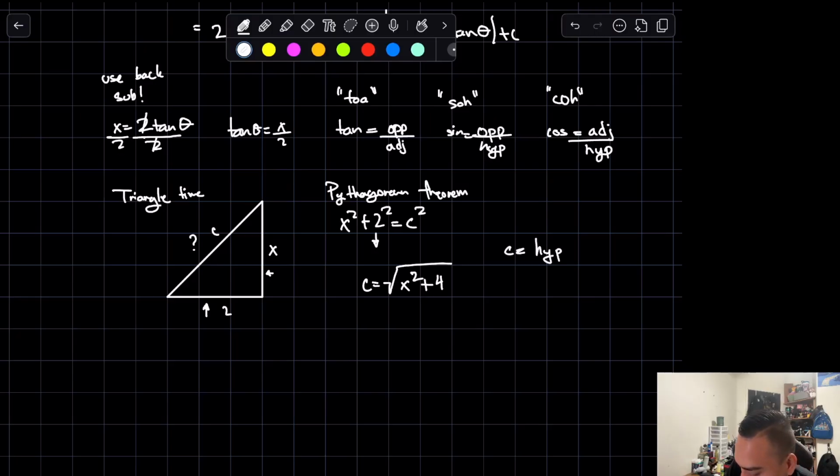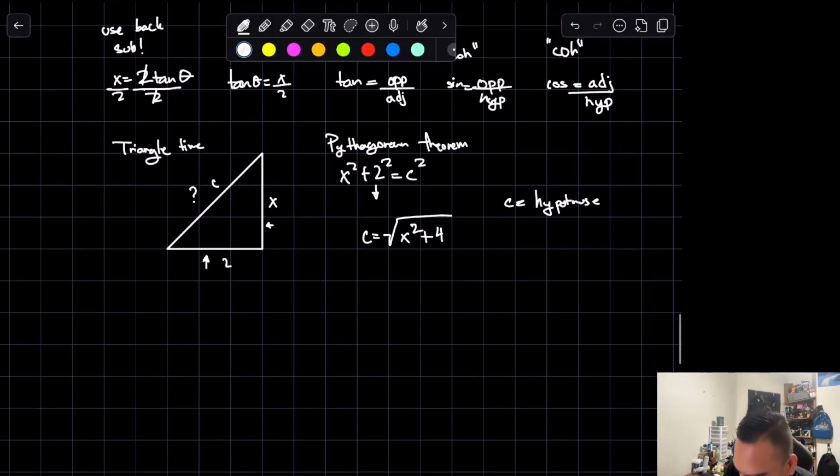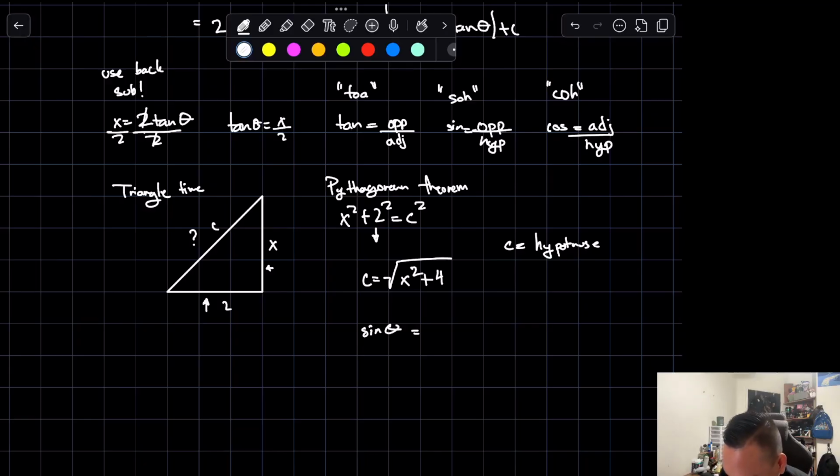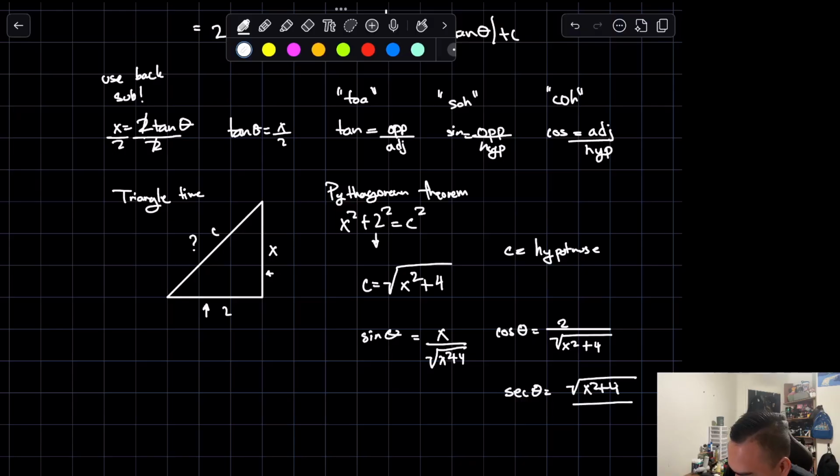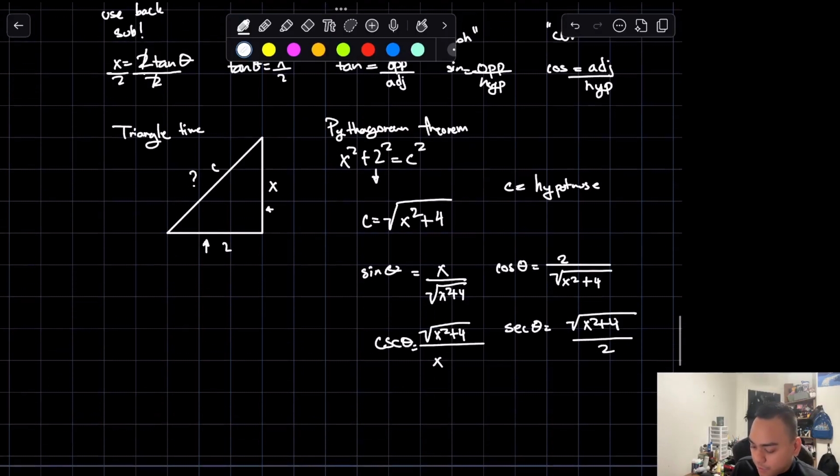Sine theta, if you remember correctly, is going to be x over the square root of x squared plus 4. Cosine theta is going to be 2 over the square root of x squared plus 4. Now our secant theta is just the reciprocal, so the square root of x squared plus 4 over 2, and our cosecant theta is going to be the square root of x squared plus 4 over x.